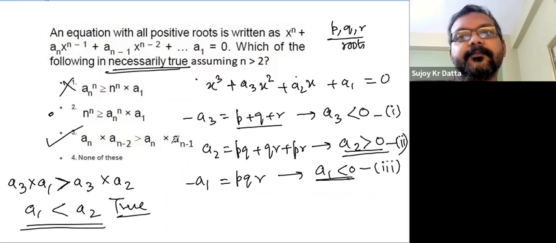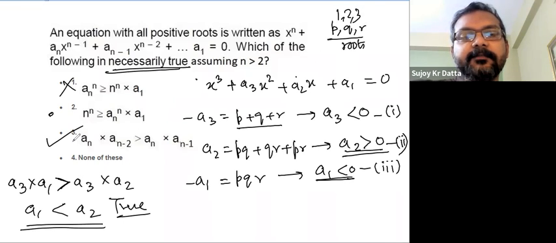Now you can supplement this by actually taking some roots like 1, 2, and 3 and verifying whether statement 3 comes out to be true or not. But that's not necessary because, very logically, we have seen that it has to be a true case.